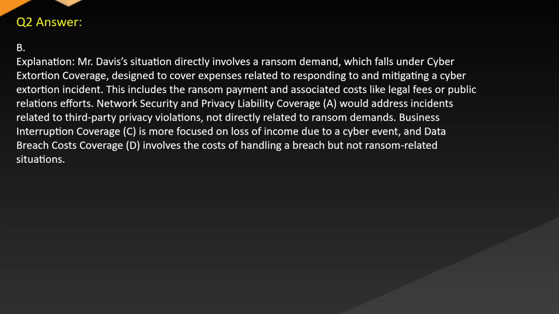Business interruption coverage, C, is more focused on loss of income due to a cyber event, and data breach costs coverage, D, involves the costs of handling a breach but not ransom-related situations.